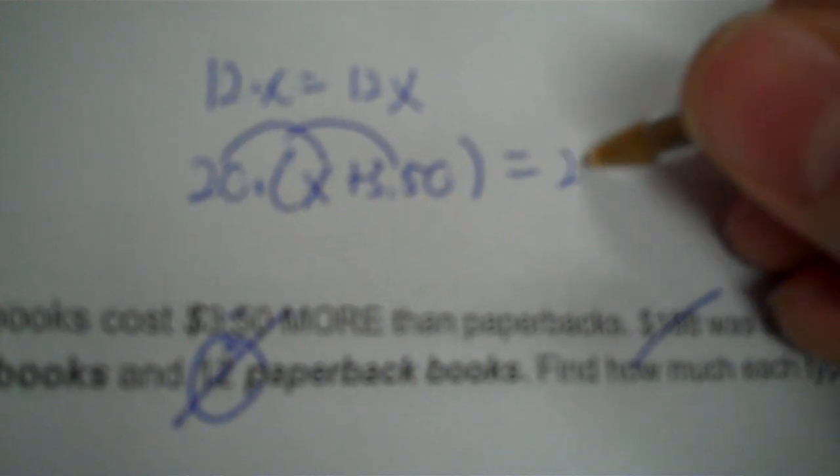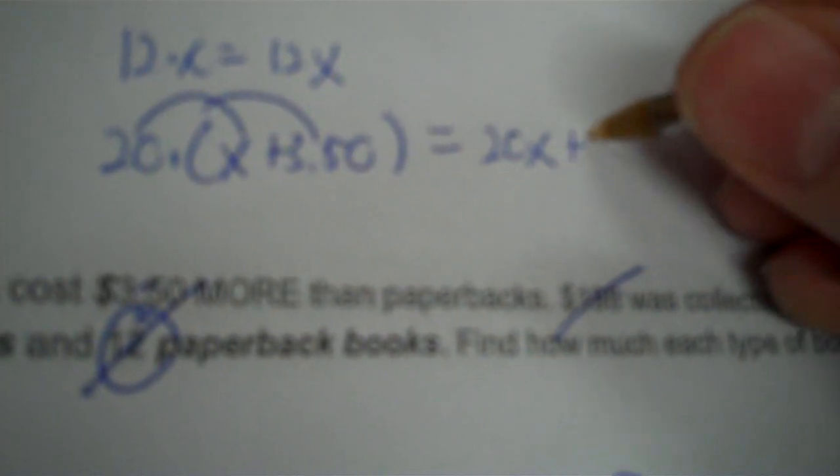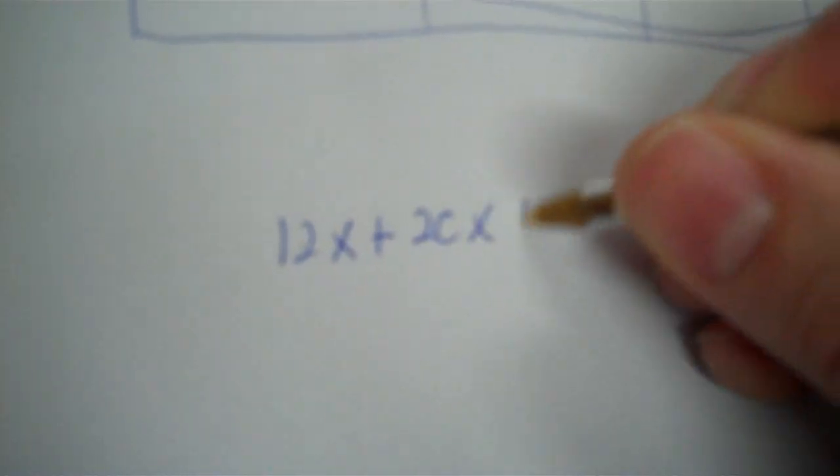So 12 times x, well that's 12x. Plus, then I parenthesize that expression because I need to apply the distributive property and take 20 times the whole quantity x plus 3.50. So 20 times x, 20x. 20 times 3.50 is 70. So 20x plus 70. Now, this is the only equation you got, but it's the only one you need because you did not use another variable.